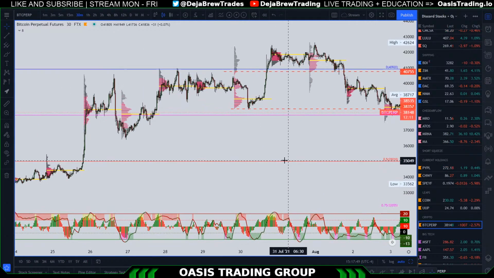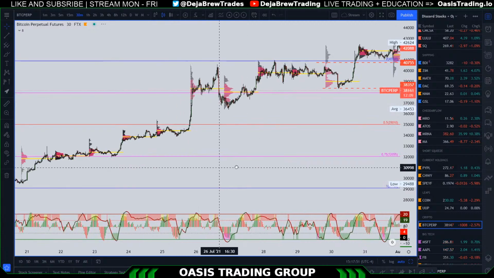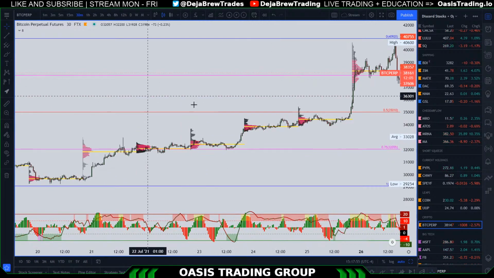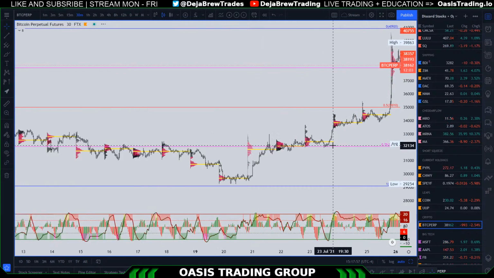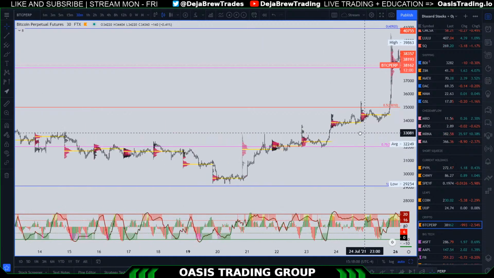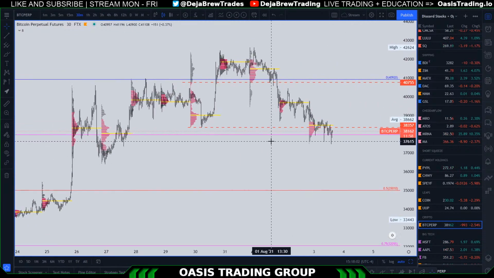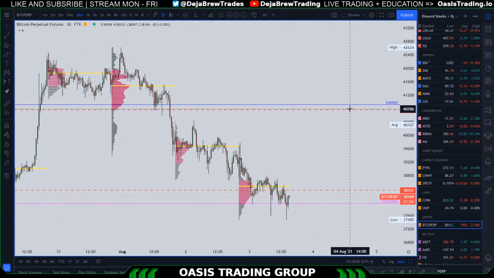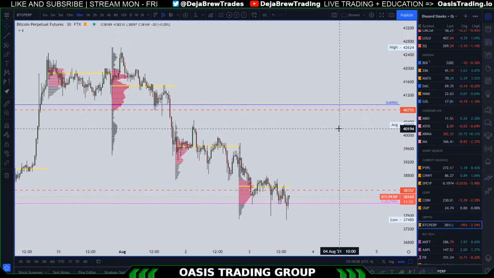If you stay back here, let's see, your next major support would be... There's really nothing until you get down to like 35,000. Yeah, there's not a whole lot until you're down to 35,000. So if you lose this level below like 37.5, I would keep an eye on 35,000.